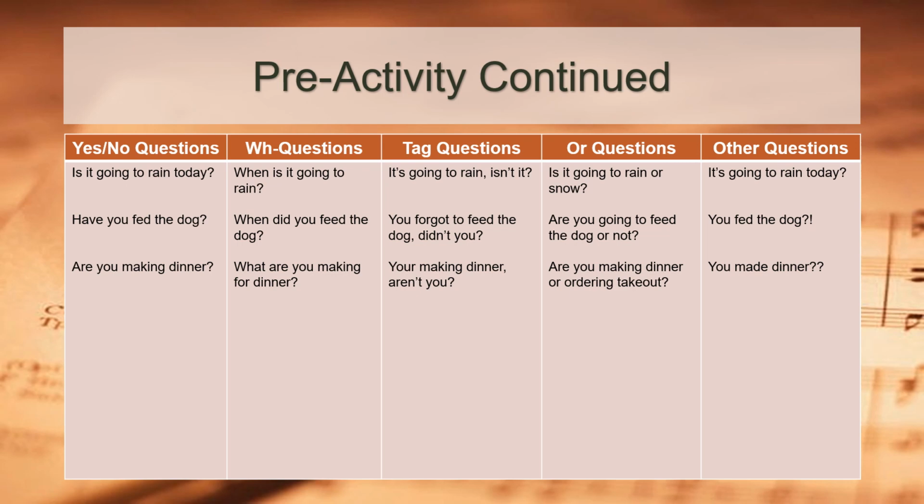So like for the first example here, yes or no, is it going to rain today? WH, when is it going to rain? Tag question, it's going to rain, isn't it? Or it's going to rain, isn't it? Or question, is it going to rain or snow? Other questions, it's going to rain today?